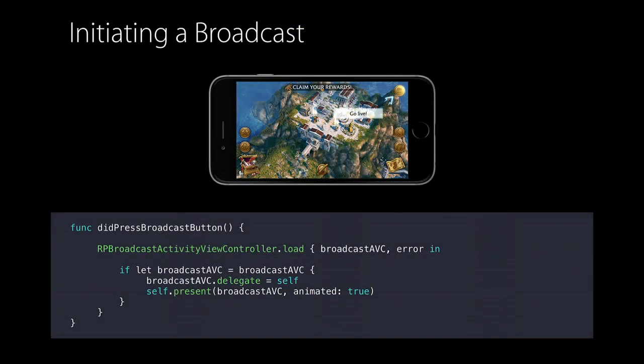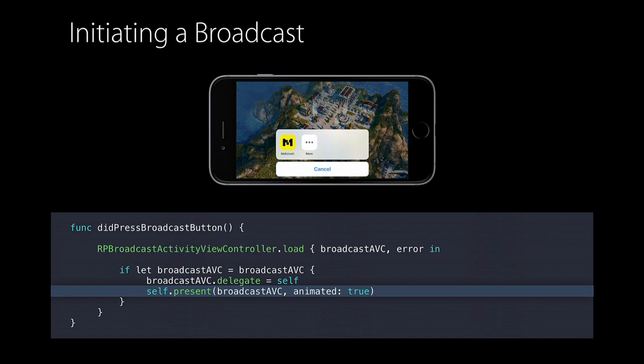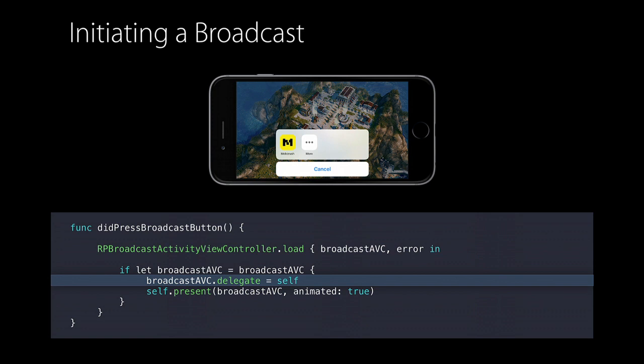So to initiate a broadcast programmatically, we use a new class named RPBroadcastActivityViewController and call its load method to get an instance of it. We then simply present it as we would any UIViewController, which will then present the user with a list of broadcast services and ultimately allow the user to set up the broadcast. Just before we do that, though, we also set the Activity View Controller's delegate because we want to be notified when the setup is complete.